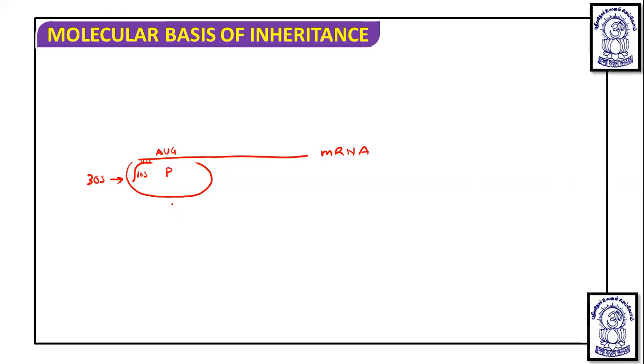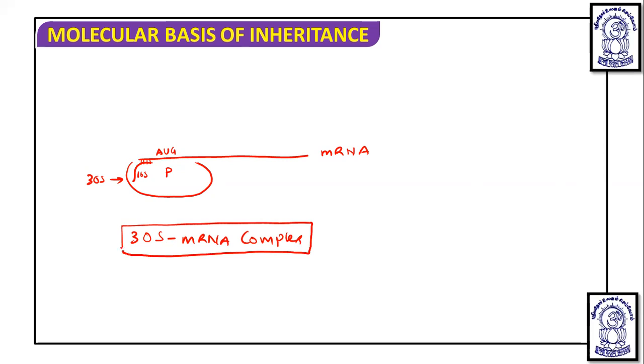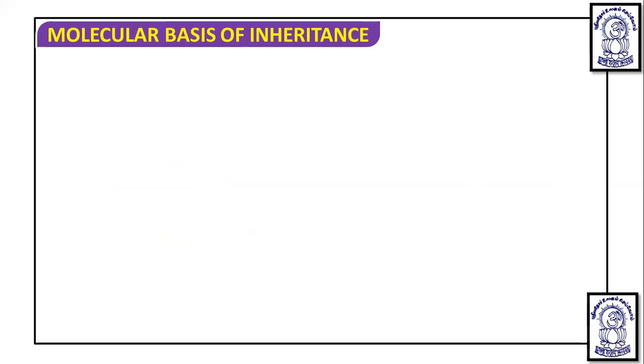First tRNA. So what is it? We can say this is nothing but the 30S mRNA complex. It is going to look like this. Now after this 30S mRNA complex, the first tRNA is going to come and bind to it. So next what is going to happen?